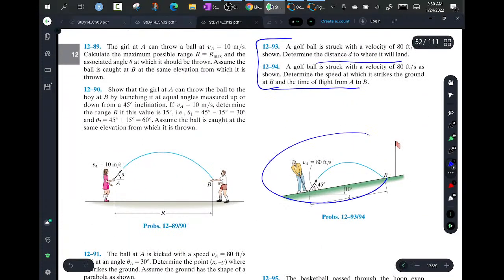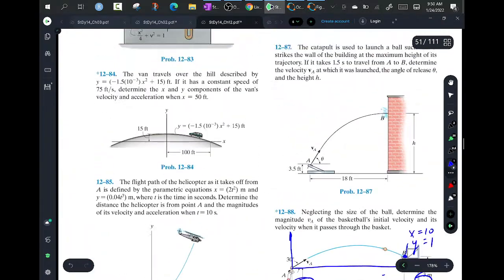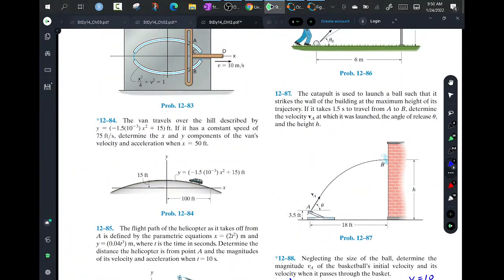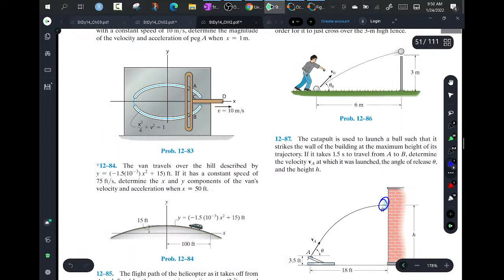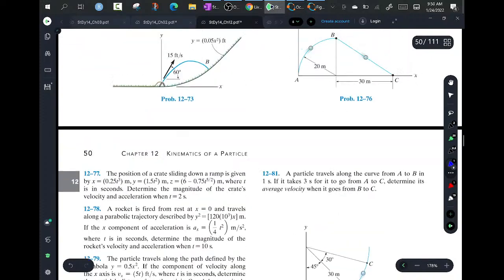There's the golf guy. Here's catapulting, looks like water balloons against the building. So that's pretty much it.